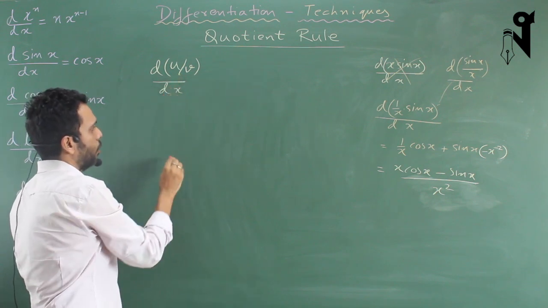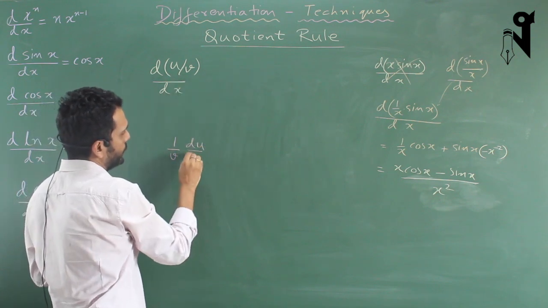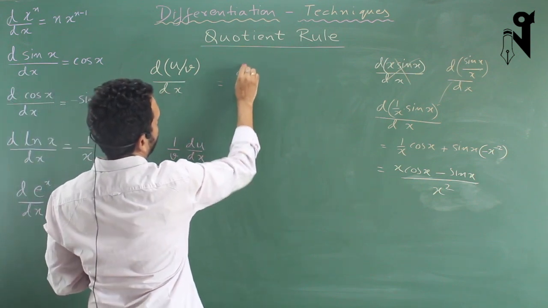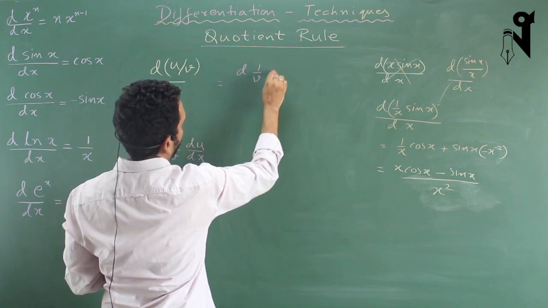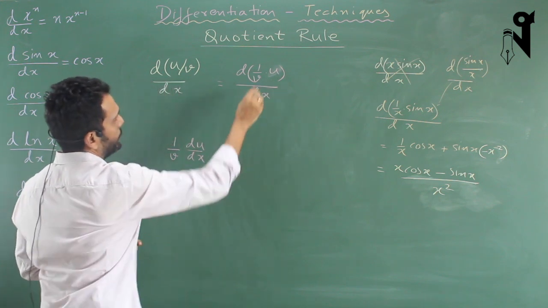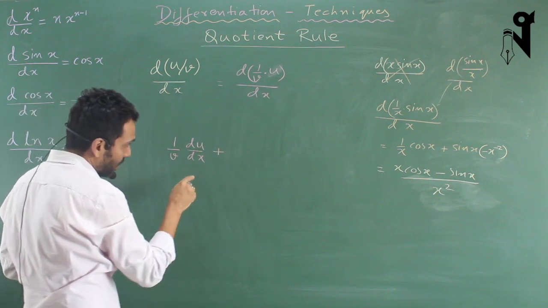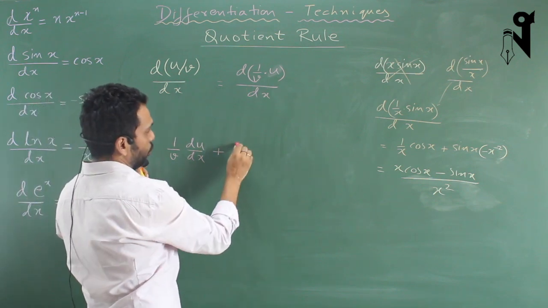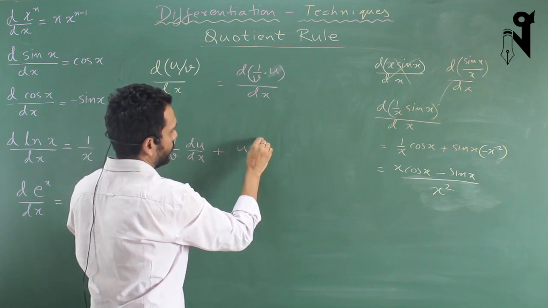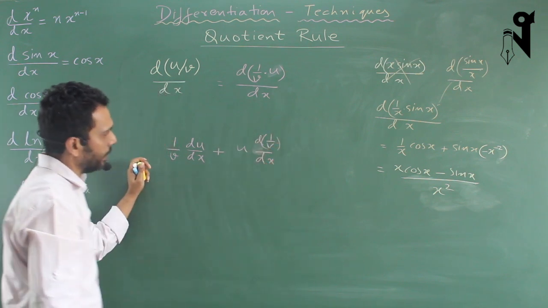Say first I take 1 by v out and differentiate u, so it will be du by dx. Mind you, this is rewritten as, to apply the product rule, 1 by v into u, d by dx, and we are applying the product rule. So 1 by v out and differentiation of u, then plus u out and differentiation of 1 by v, d by dx, right?